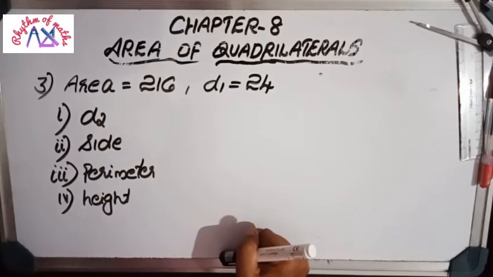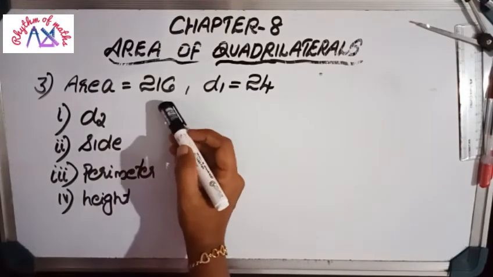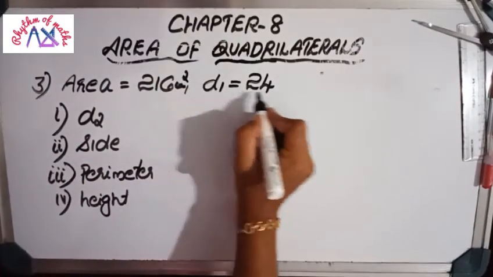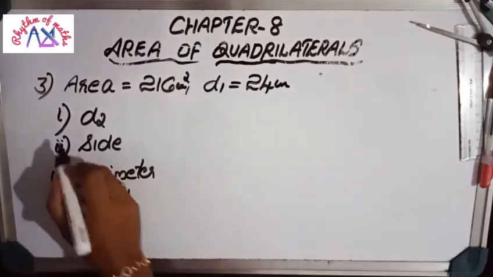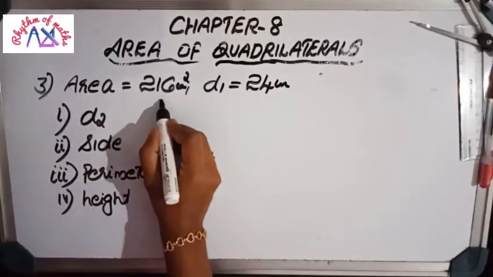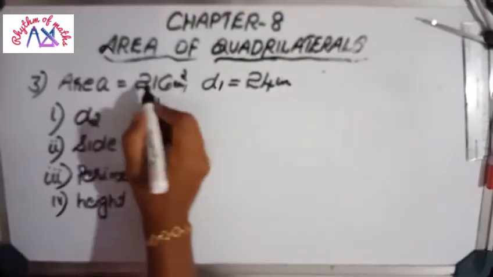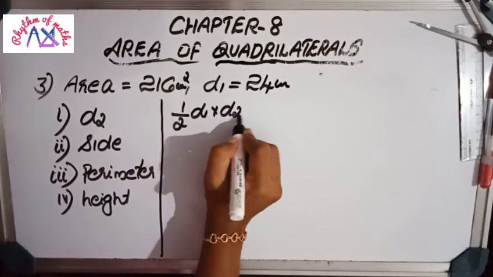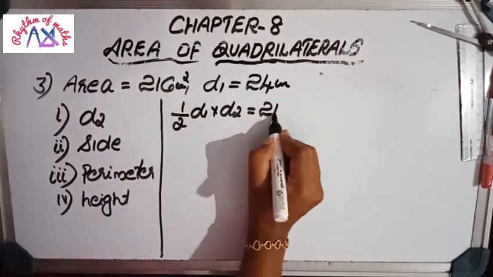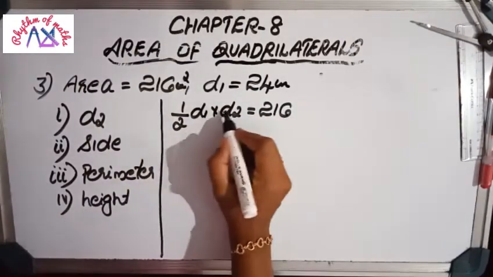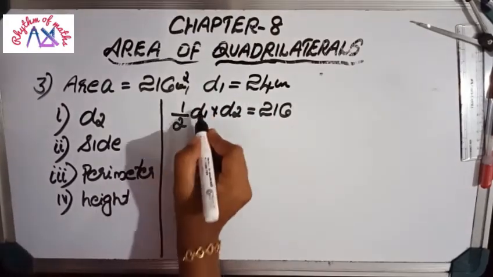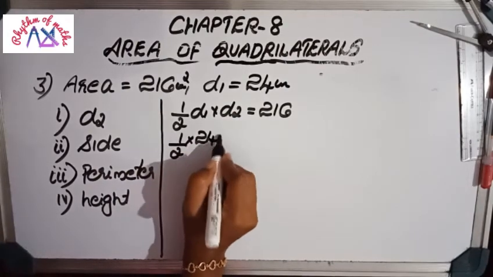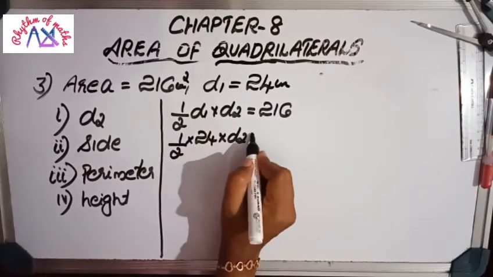Here in this question, we have a rhombus with area 216 square centimeters and first diagonal 24 centimeters. First sub question is what is the second diagonal. To find it, we can use the equation area equals half d1 into d2, because the area we already know is 216 and the first diagonal we also know. So let's apply d1 as 24: half into 24 into d2, which we need to find.